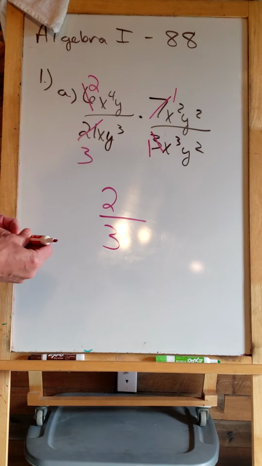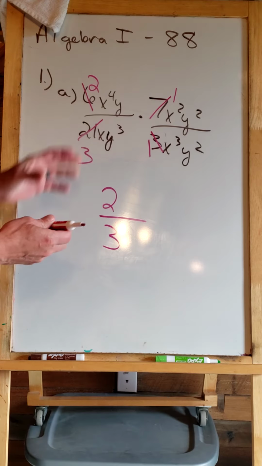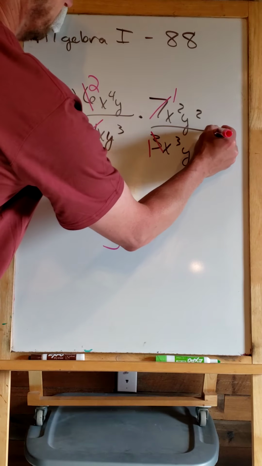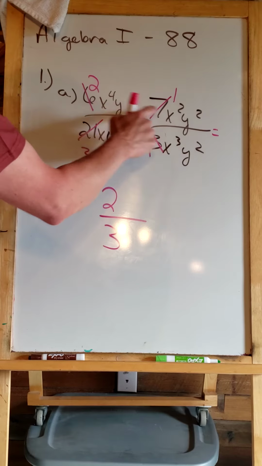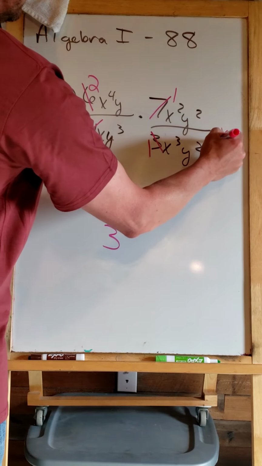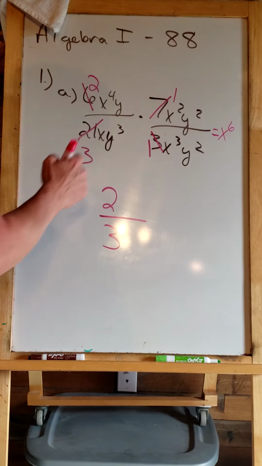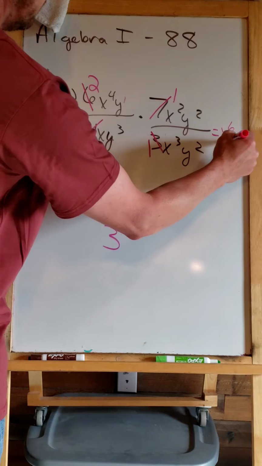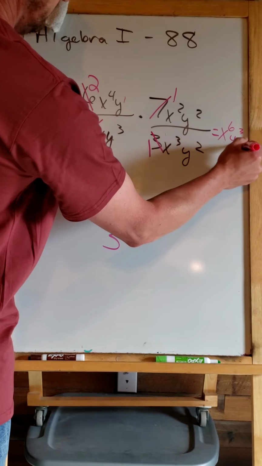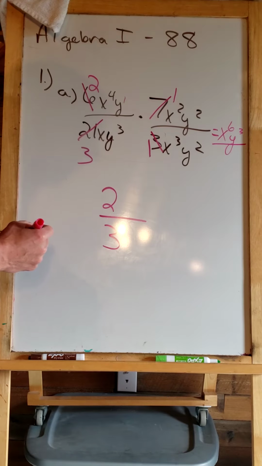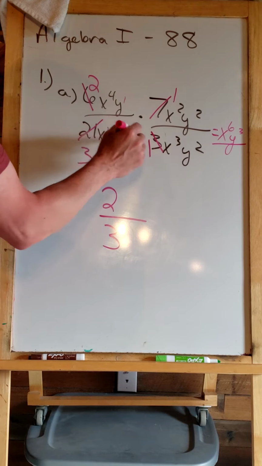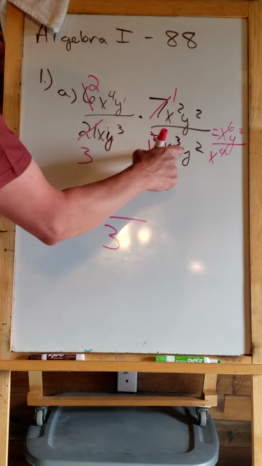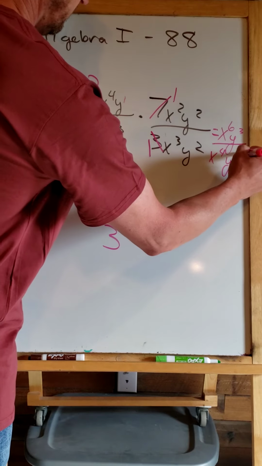Now, also, if you remember, when we multiply variables, we add the exponents. We're going to do two things. First off, 4 plus 2 gives me x to the 6th. Go 1 here, don't forget. 1 plus 2, y cubed, over 1 plus 3, x to the 4th, 3 plus 2, y to the 5th.